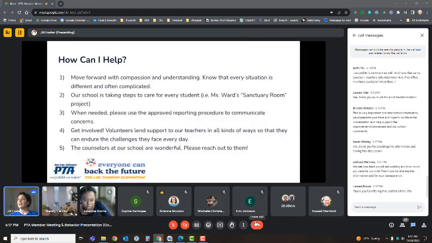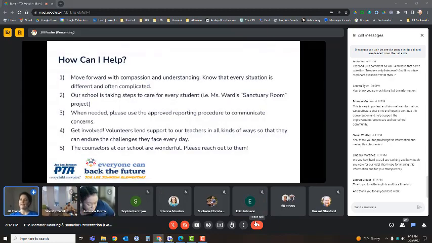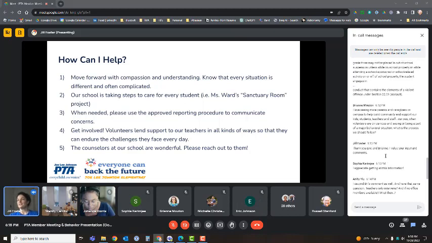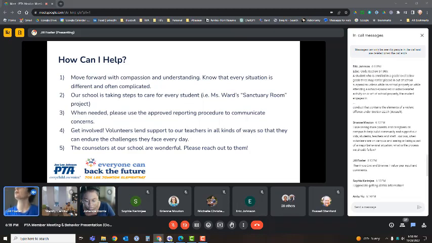If you are looking for ways to help, here are five things that I would suggest. I've been on this campus for about six or seven years, actually seven. Due to the challenges our campus faces, and this is a really challenging topic, we're faced with new challenges all the time, between turnover, staff shortages, or COVID. So the first thing I have is what I've already mentioned: moving forward with compassion and understanding, knowing that every situation is different and often really complicated.